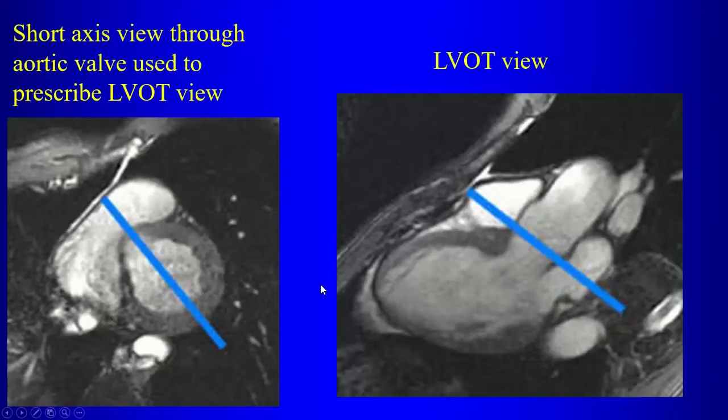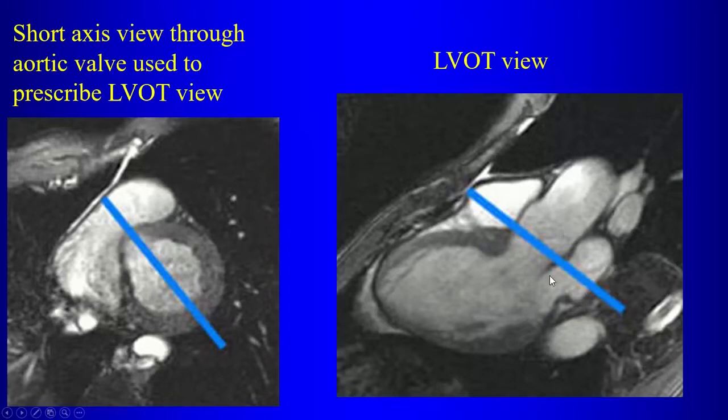So first, we'll start with the aortic valve. If we want to evaluate the aortic valve with MR, we have to pick a good valve plane exactly through the aortic valve. From your short axis view at the base of the left ventricle, if we take this prescribed slice, we get a left ventricular outflow tract view here.